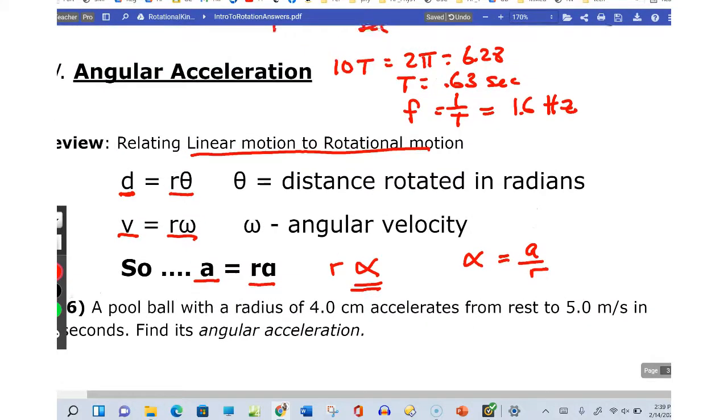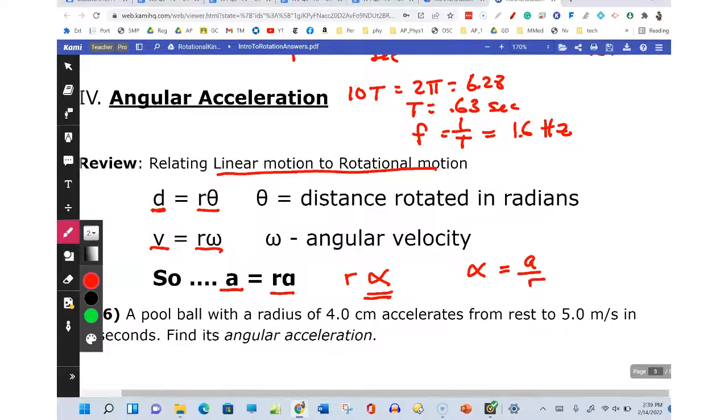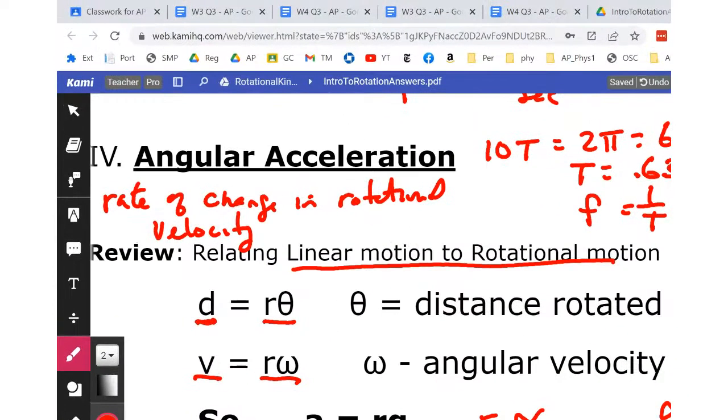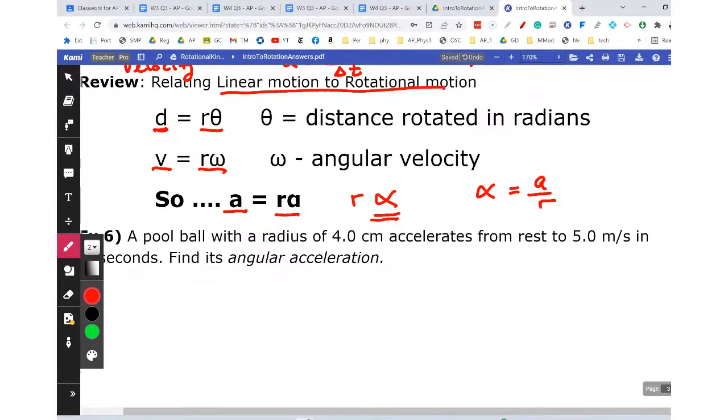So angular acceleration is the rate of change in rotational velocity. How quickly is rotational velocity changing? So alpha is delta omega, which is rotational velocity, divided by t. So it's the rate at which angular velocity changes. So let's try a problem again.